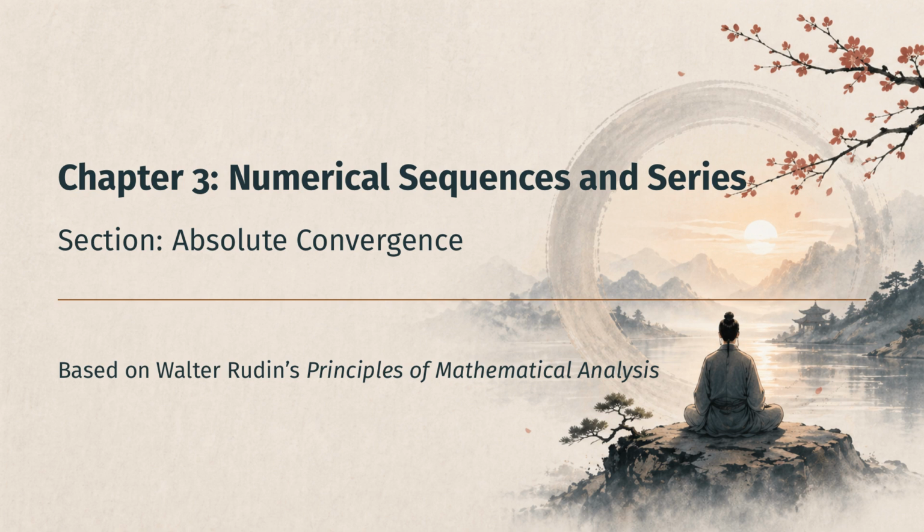Welcome back to Chapter 3 of Principles of Mathematical Analysis. In this short but important section, we introduce the idea of absolute convergence. A series converges absolutely when the series of absolute values converges. The central fact is that absolute convergence is a stronger condition. If a series converges absolutely, then it converges in the ordinary sense as well.